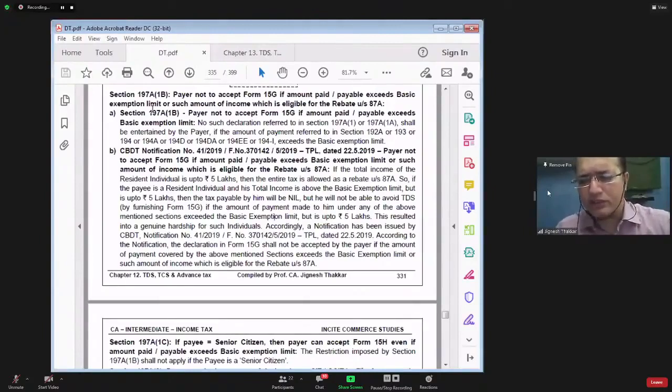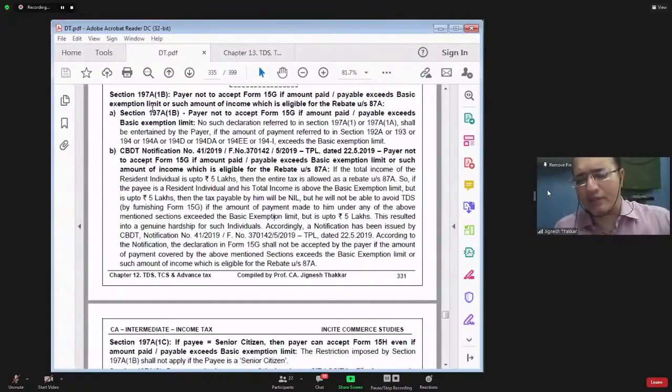Now the point is, the bank itself is paying interest to Sarvana, and that interest is more than 3 lakhs. In case of Sarvana, the basic exemption limit is 3 lakhs, and the bank is paying interest of 5 lakhs, which is more than 3 lakhs. Sarvana says that his tax liability is 0. Should the bank accept his form number 15H? Government says, yes, let them accept, because Sarvana is a senior citizen.